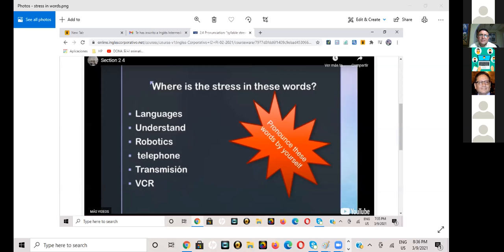Transparent. Where's the stress? The second. Yes. Transparent. So remember, cognates are good between English and Spanish. 60% are cognates, and that's good. But just because the word exists in Spanish doesn't mean that the pronunciation will be the same as in English.